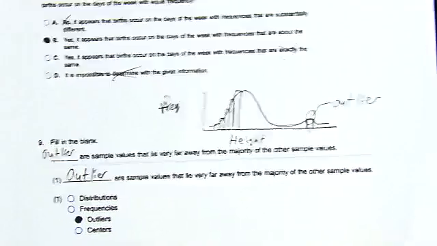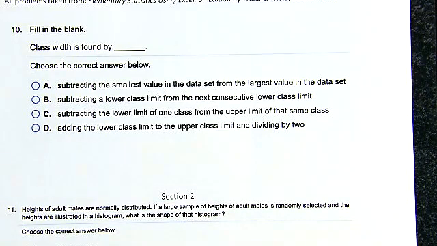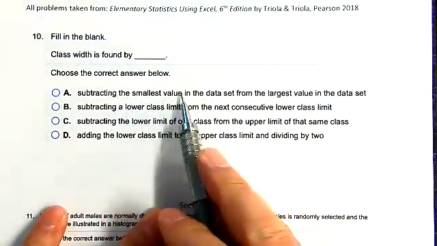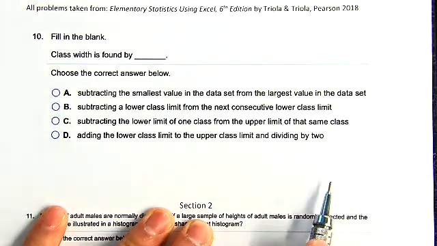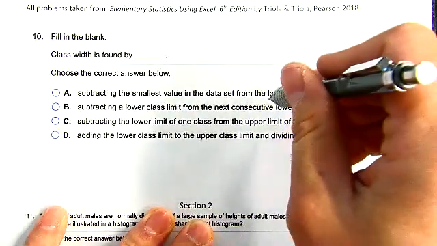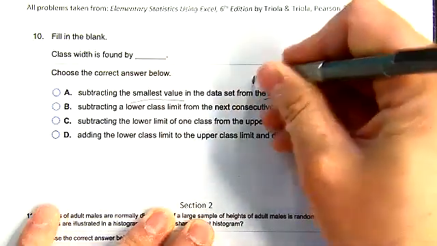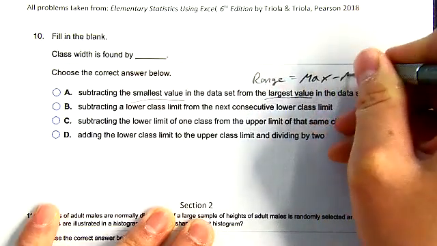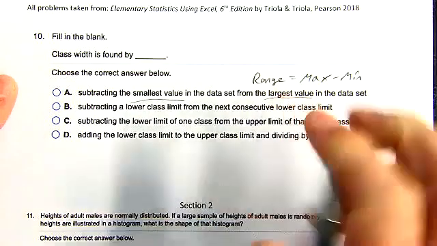Okay, last one, 10. Class width is found by, well, how did we find the class width? So subtracting the smallest value in the data set from the largest value in the data set. If you subtract the largest value in the data set and the smallest value in the data set, that is called range. It's equal to max minus min. Well, range is not the same as class width. So A is out.